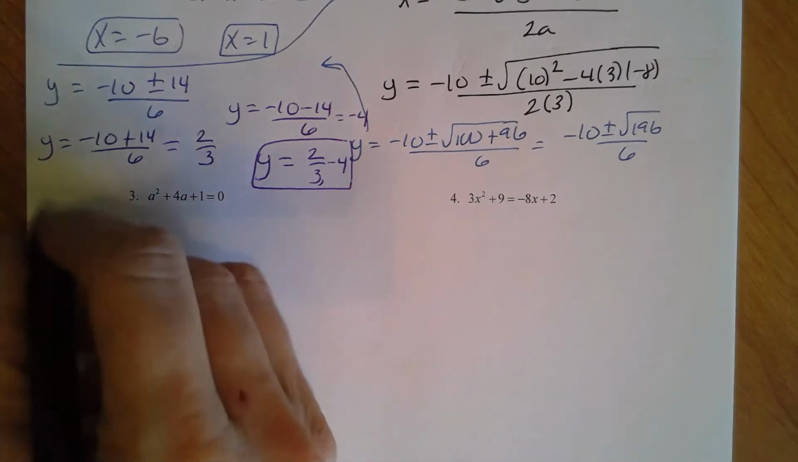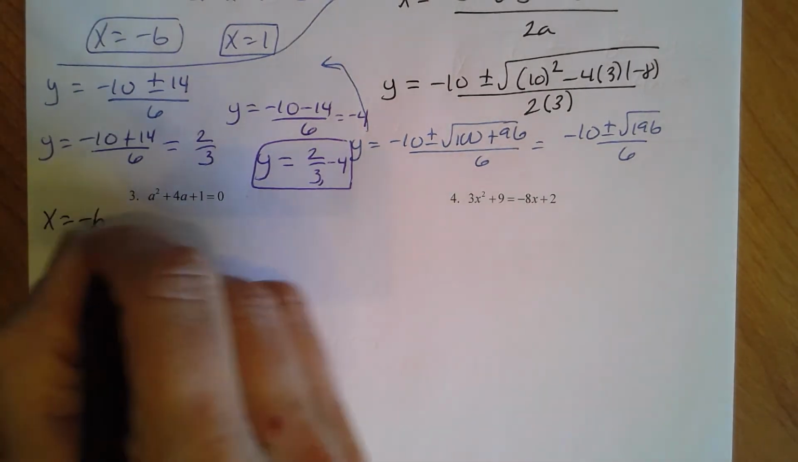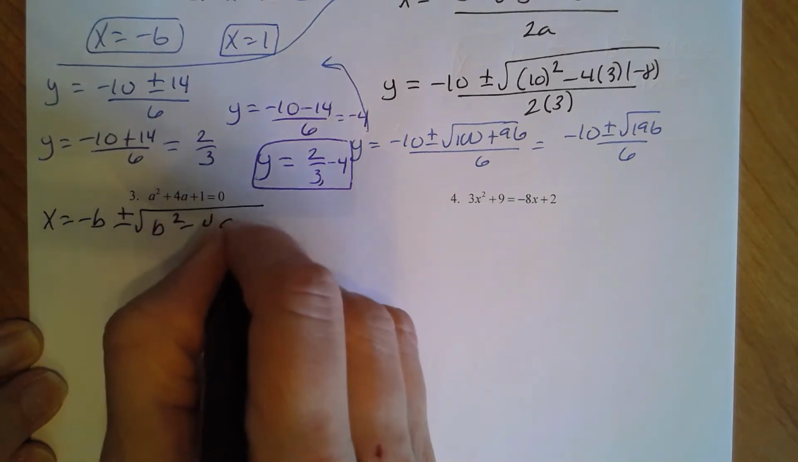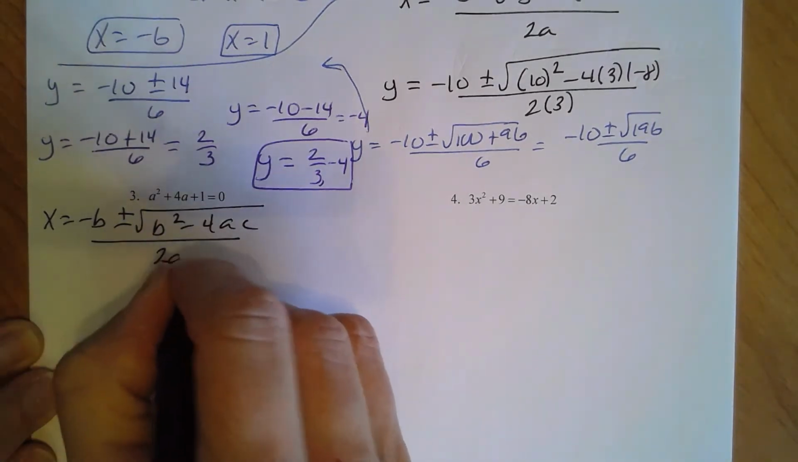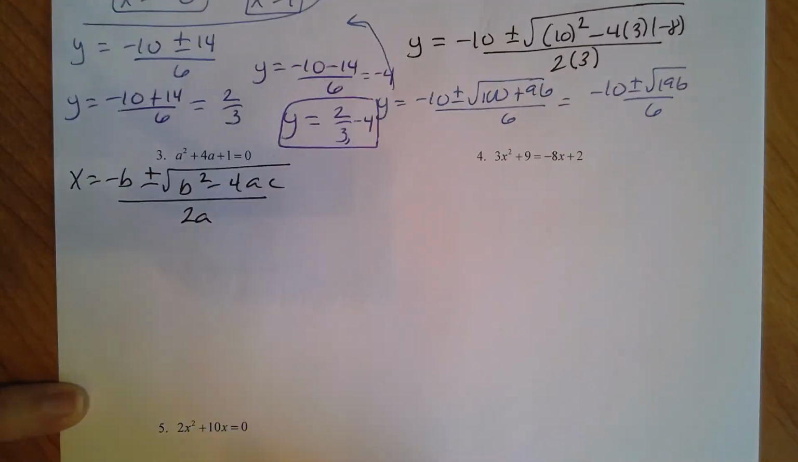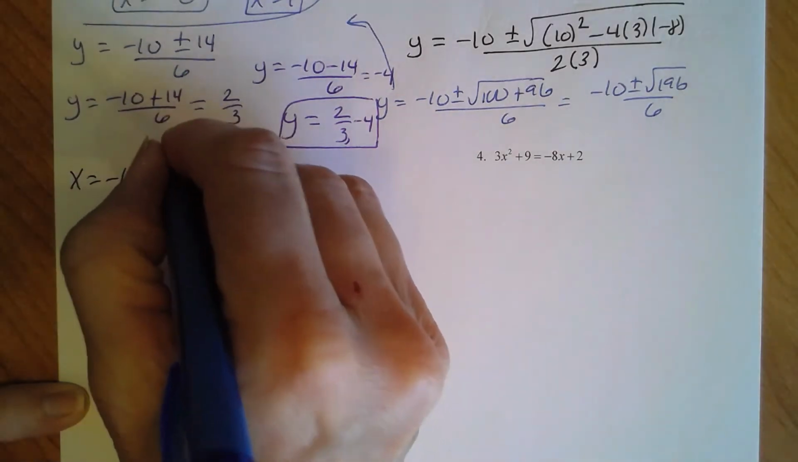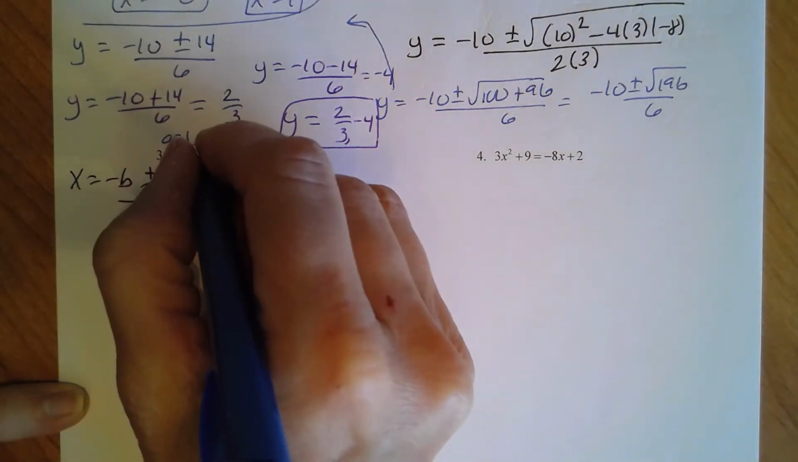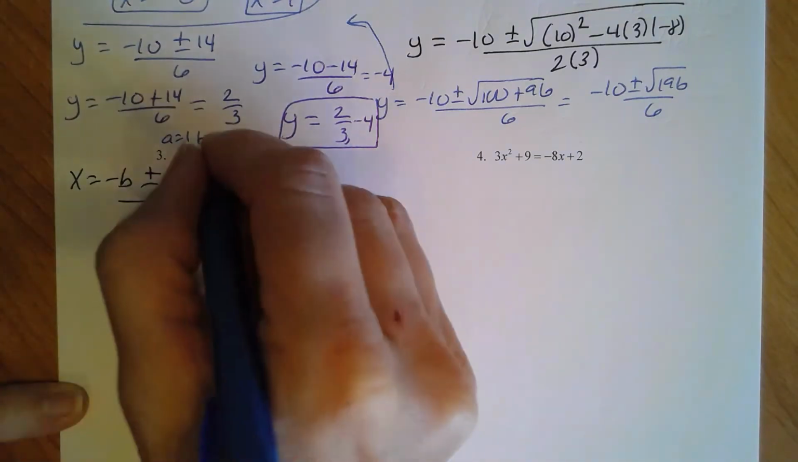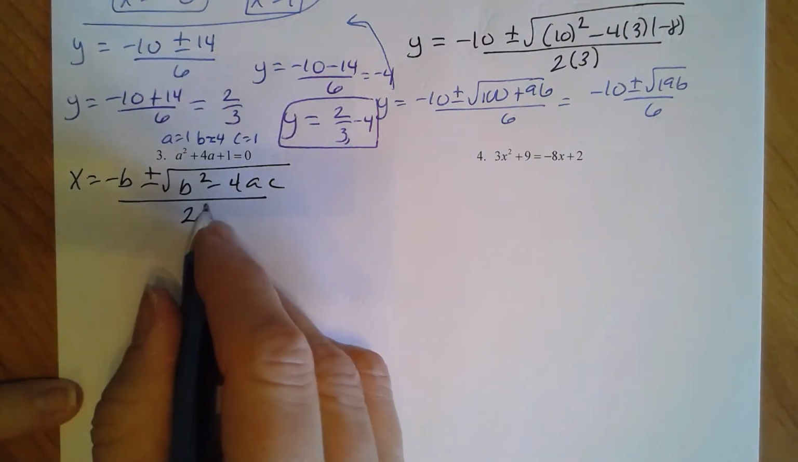So writing the quadratic formula again, x equals negative b plus or minus the square root of b squared minus 4 times a times c all over 2a. Again, write the equation down every single time and you'll remember it better. So I know this is kind of confusing, but a is 1, that's in front of a squared, b is 4, and c is 1. So we're going to plug these into a, b, and c now.